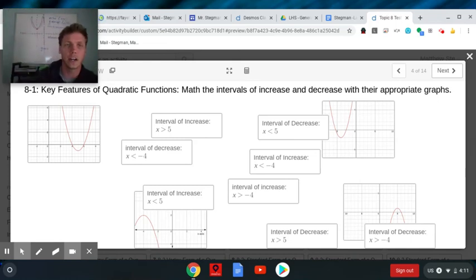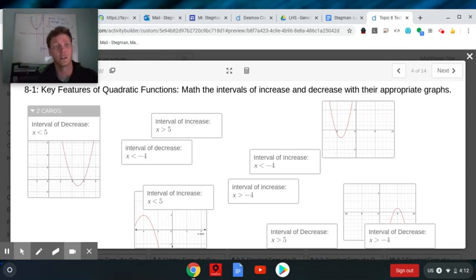For each graph, we're only going to focus on one number, but we got to make sure that we get our interval of increase and decrease correct. So I'm going to focus on this one right here first. We can see that my axis of symmetry is 5. Now on the left side of it, when x is less than 5, we are decreasing. I'm going down. So my interval of decrease is when x is less than 5. So I'm going to drag this card, put it over top, which means that on the other side of the axis of symmetry, when x is greater than 5, we are increasing.